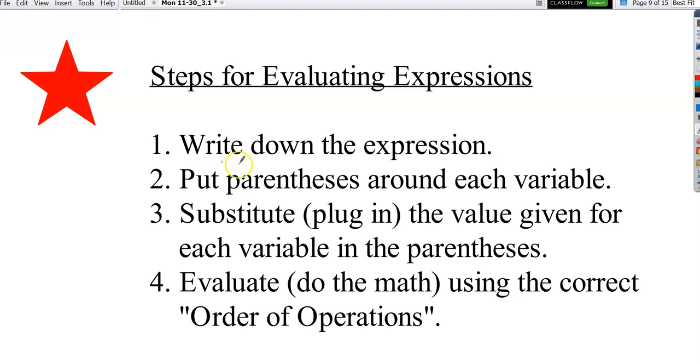The first thing is you write down the expression. And then I'm asking you to put parentheses around each of the variables. And then you're going to substitute or plug in the value given for each variable in the parentheses. And then the last thing is evaluate. Do the math, but you must use the correct order of operations. So go ahead and pause the video while you're writing that down. And then, of course, we're going to go to a couple of examples and some OYO.